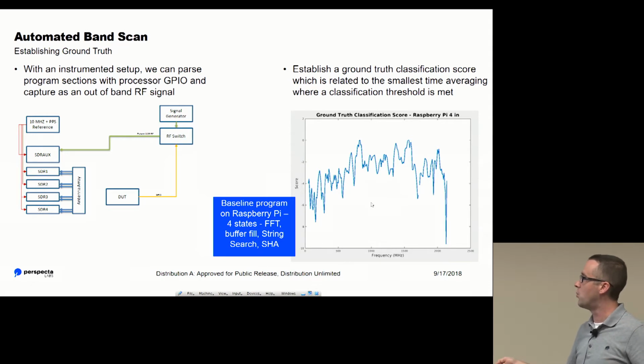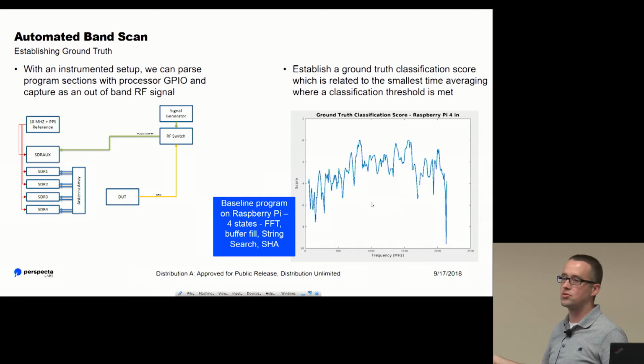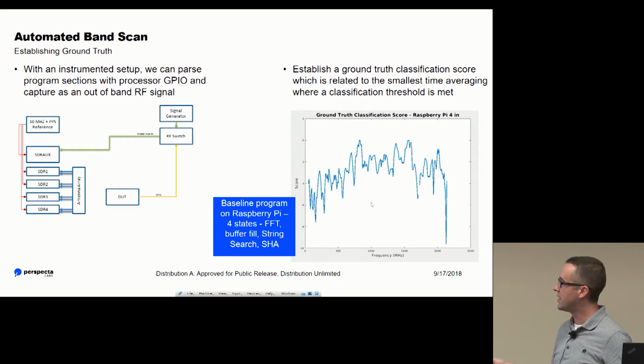And so what we can do is calculate some sort of score based on the fidelity of the measurements we were able to get here and the accuracy of the classification. And so we found that for this particular device, which is a Raspberry Pi with the antenna 4 inches away, we were able to get very good classification, here at about 700 megahertz and over here about 1600 megahertz.